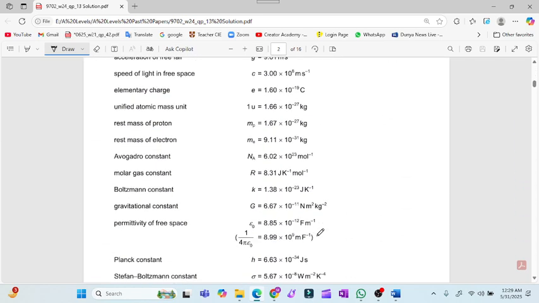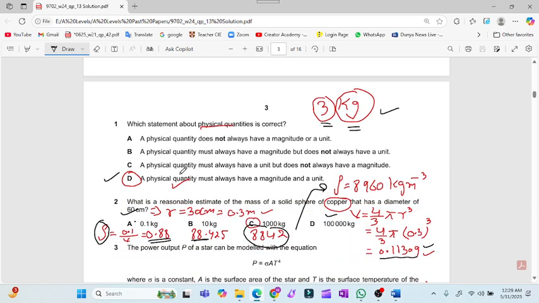So for question number 1, he is asking what is meant by a physical quantity. A physical quantity is a quantity which consists of two things. Number one, it consists of the magnitude, and number two, it consists of a unit. So option D is the valid option.